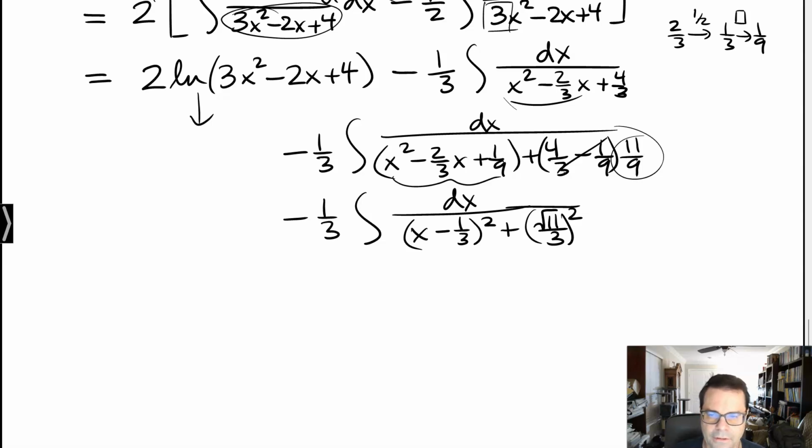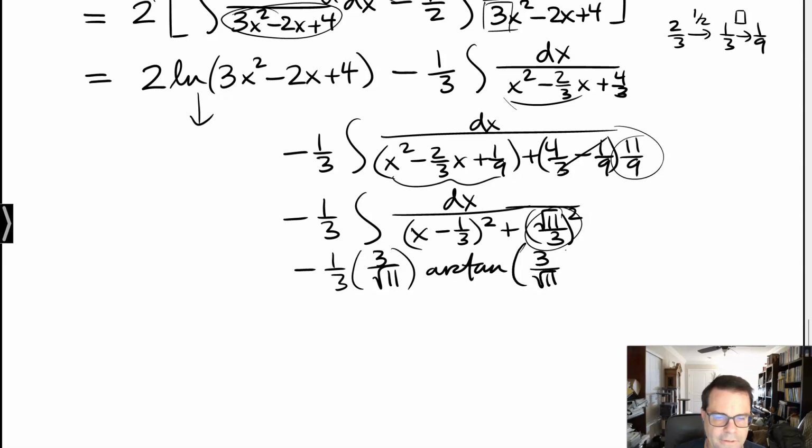So it would be minus 1/3. Again, I multiply by the reciprocal, 3 over root 11, inverse tangent of 3 over root 11, x minus 1/3. The 3's cancel nicely there, and the 3 distributes across nicely here to make 3x minus 1. So see, once you practice this a little bit, even the worst kind of one like this is doable.